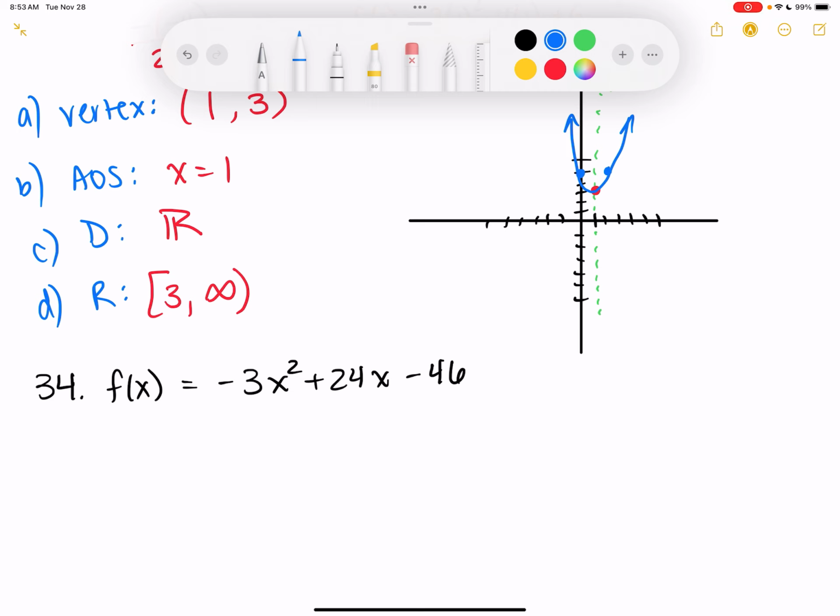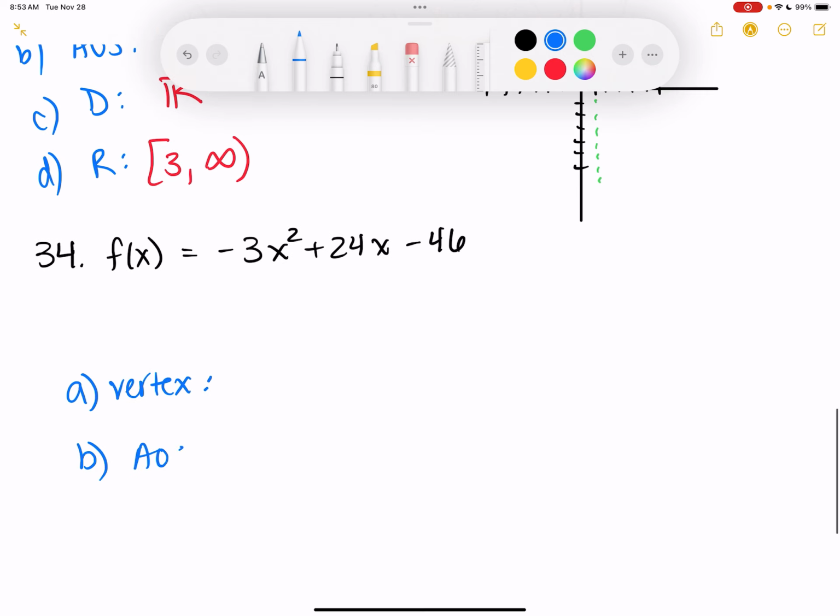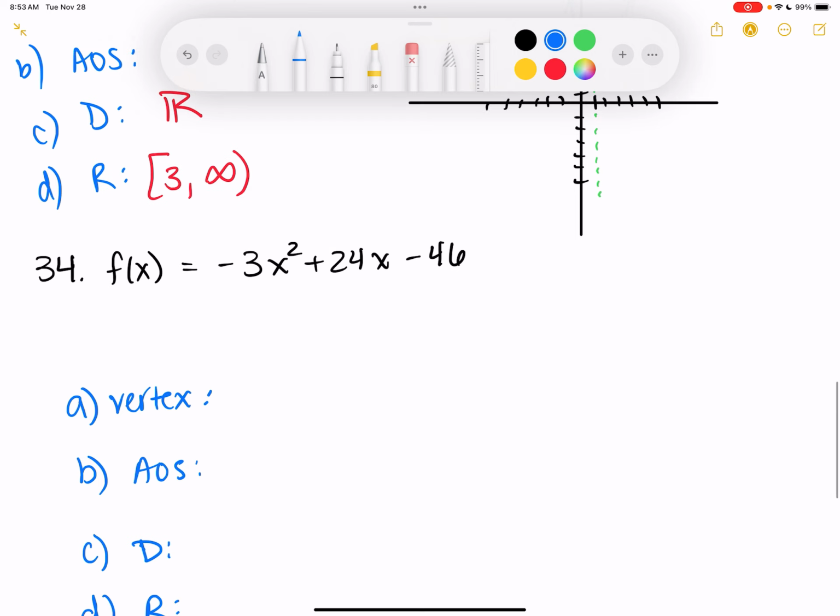I'm going to be finding the same stuff. So, minus b over 2a gives us the x coordinate. 2 times negative 3 is negative 6, so that's going to be positive 4. That's my x coordinate, and it's also my axis of symmetry. Now we're going to plug 4 in. That's a lot of numbers, so we're going to hope it's not awful.